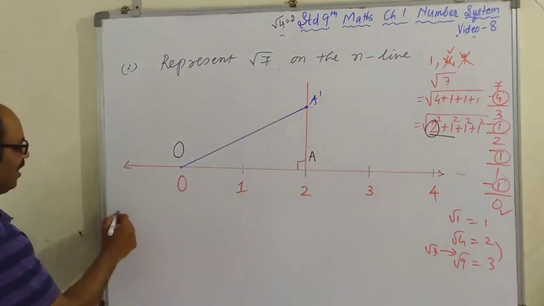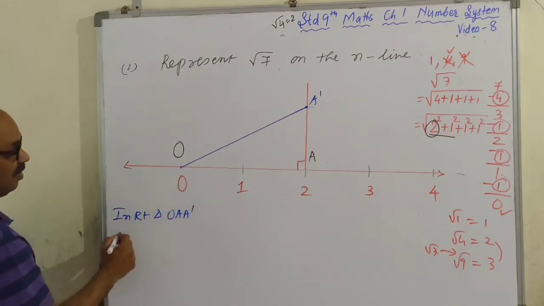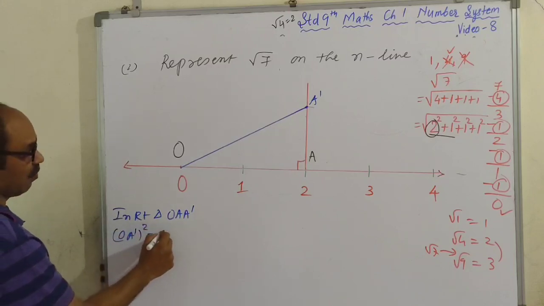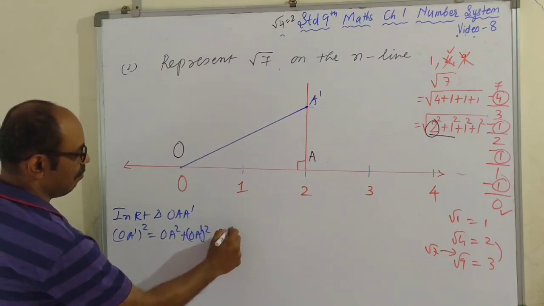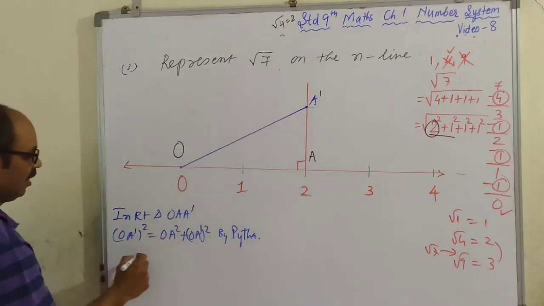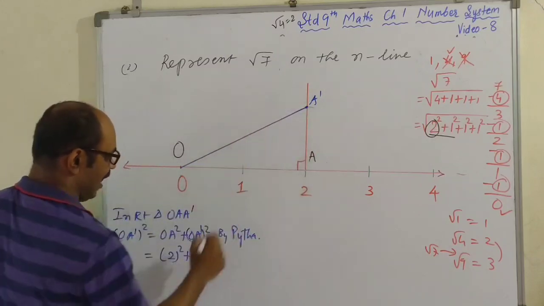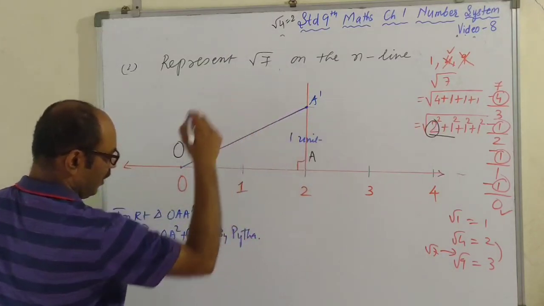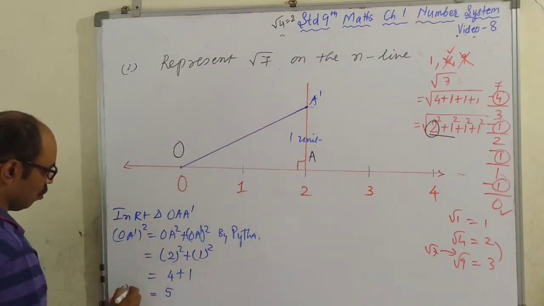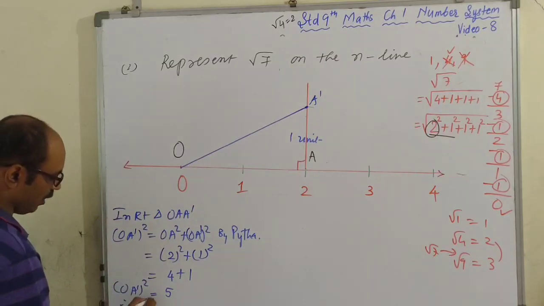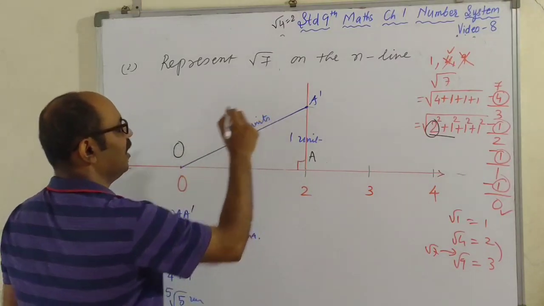सुनिए चिल्ड्रन, यहां आपको लिखना है: in right triangle O A A dash, OA dash square is equal to OA square plus AA dash square by Pythagoras. आपको पूरा लिखना है. So that is equal to OA, वो 2 units है, so 2 square, plus AA dash, this is 1 unit, so 1 square. 2 square is 4, 1 square is 1, so that is 5. OA dash square is 5, therefore OA dash is equal to root 5 units. So आपको root 5 units मिल गया ये, correct?